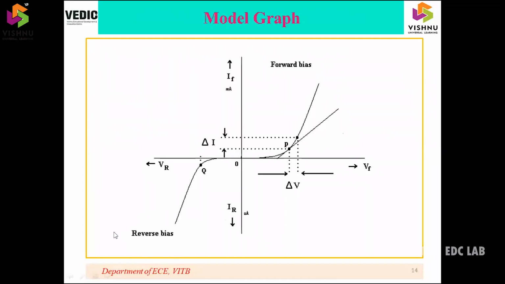Coming to reverse characteristics, IR is negative, VR is also negative. That's why the reverse characteristics are in the third quadrant. IR is in the range of microamperes because of the minority charge carrier current. This IR is almost independent of applied voltage VR. That's why the reverse resistance is in the range of mega ohms.